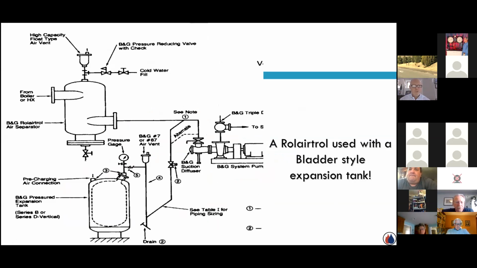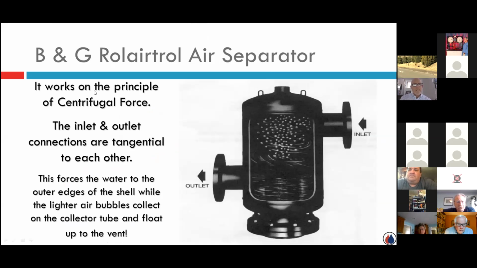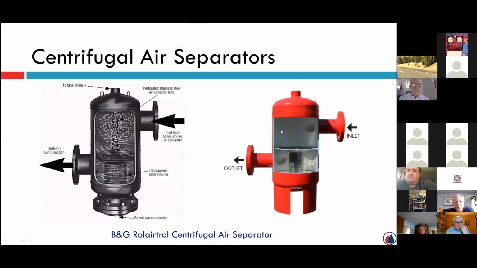As you move into a commercial application, this is very, very popular. It's called a rolled air trough, and it's an air separator, and it has tangential connections right here. So I'm coming in here to get out of here. What I'm experiencing is this centrifugal force again. And the air and the water are spinning, and the air is lighter, and it's allowed to gather on this collector tube. Get a picture of it here.